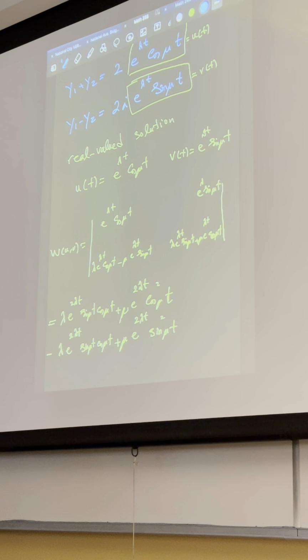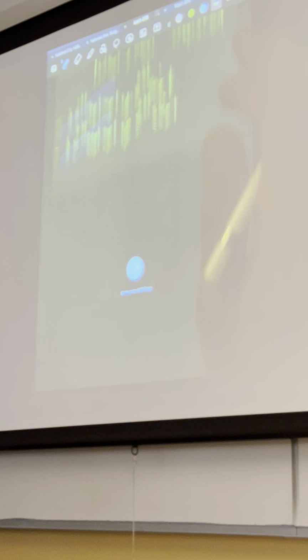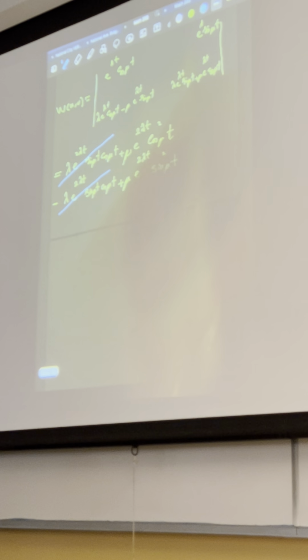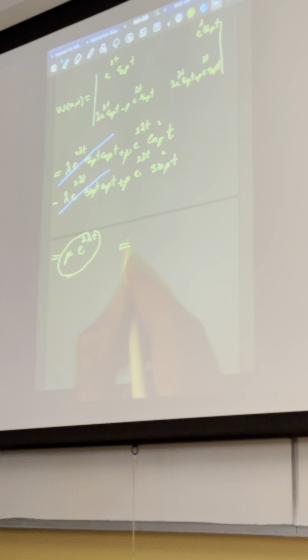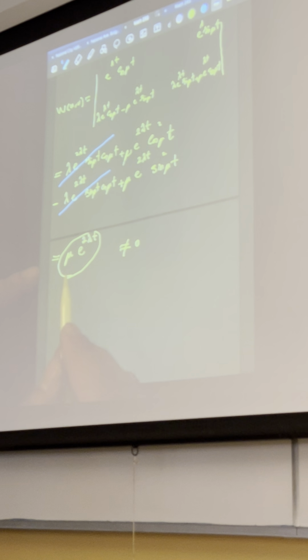These two cancel out, obviously, they're on top of each other, the same thing with the negative sign and positive sign. And then the other two become mu e to the power of 2 lambda t, but then I have sine square plus cosine square, which is equal to 1. So that's your result. That's your Wronskian. And it's non-zero, because if it was 0, that means mu should have been 0, but if mu was really 0, we wouldn't be here doing complex stuff.